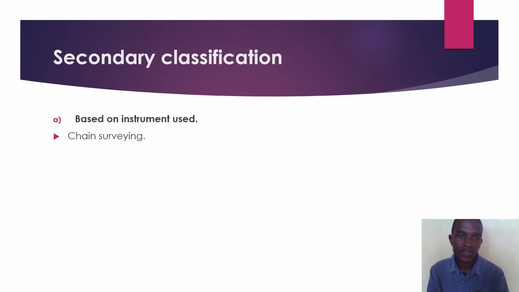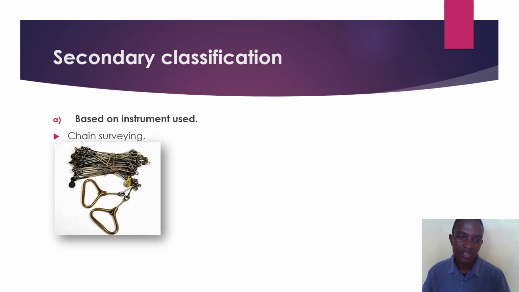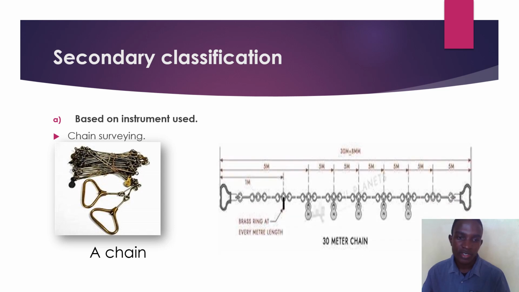The second classification of surveying is the secondary classification. Under the secondary classification, surveying can be based on instrument used. Under the instrument used, we have chain surveying. Chain surveying is surveying that is done using a chain. As the images show, this is a chain, and this is a representation of a chain when it is elongated.